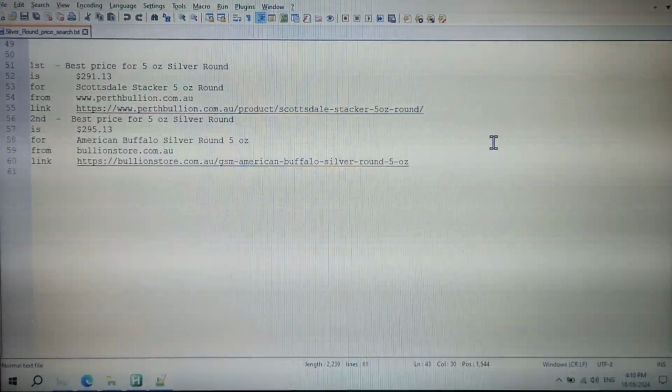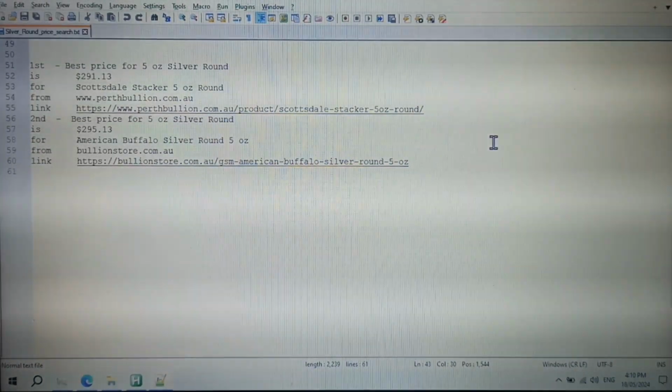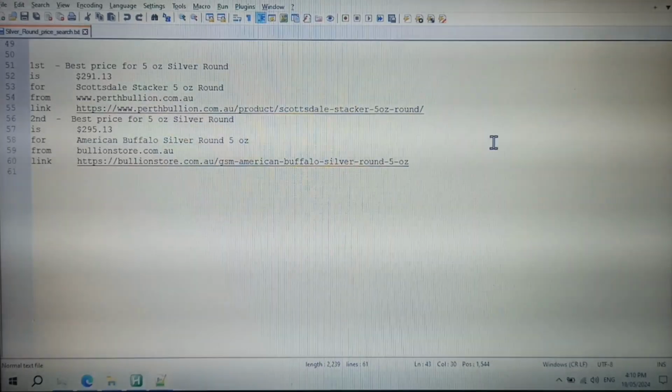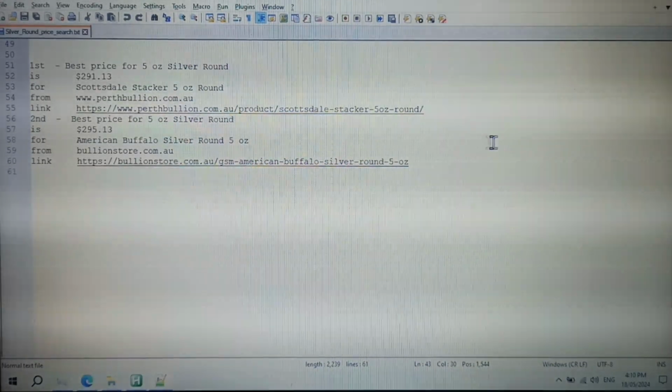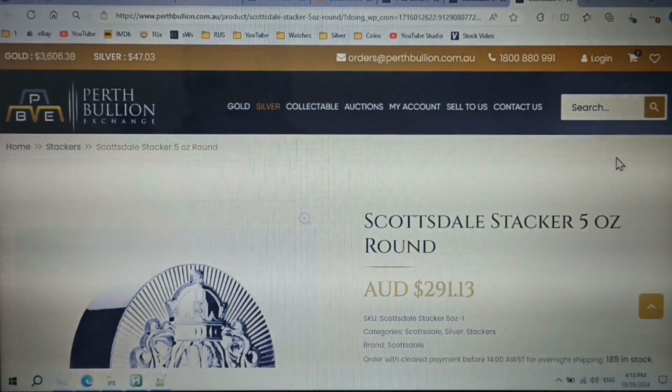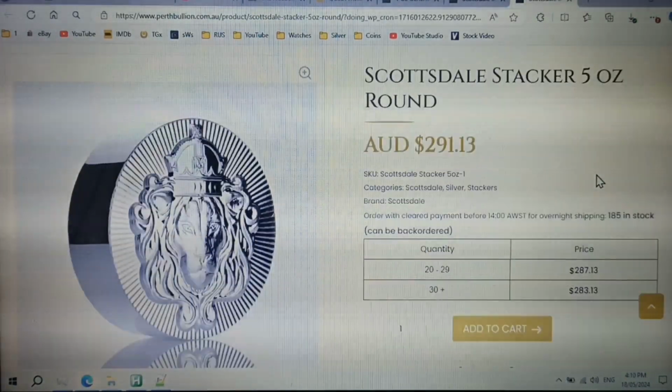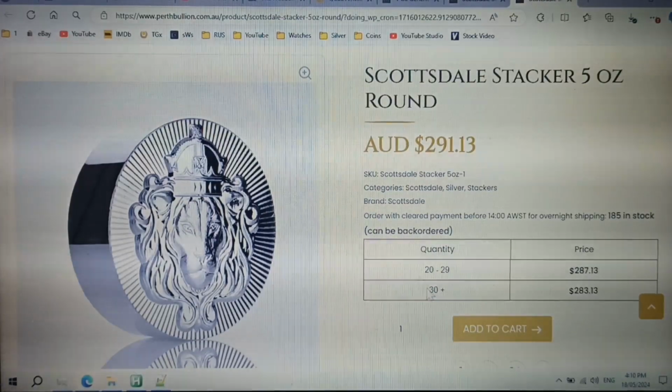Best price for 5 ounce silver round is from Perth Bullion. Second best price is from Bullion Store. The price difference is $4, which is quite a bit. Let's have a look at the best price. So Perth Bullion Exchange are offering 5 ounce silver round. If you wish to buy more, there's a breakdown here.